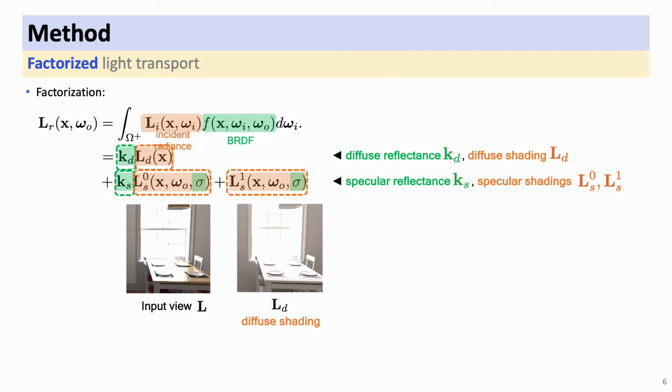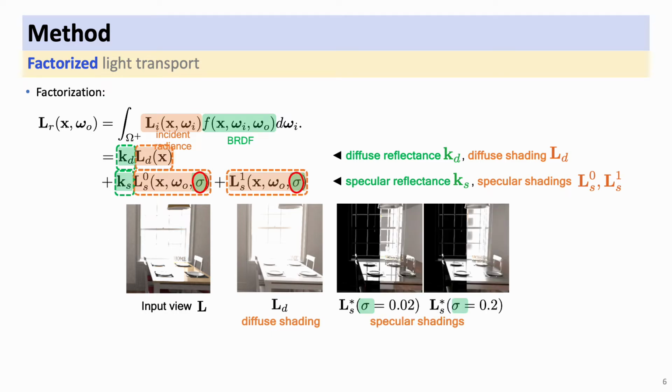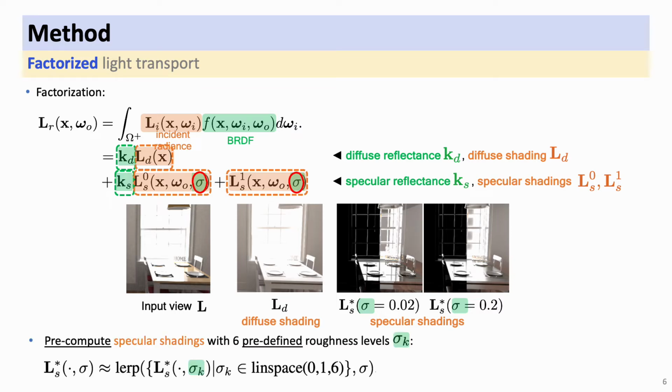You may notice specular shading terms still depend on BRDF parameter sigma. In order to pre-compute specular shadings without knowing sigma, we bake a set of specular shadings with predefined sigmas. Later, given an estimated sigma, we efficiently interpolate between the baked specular shadings to get the final shading.